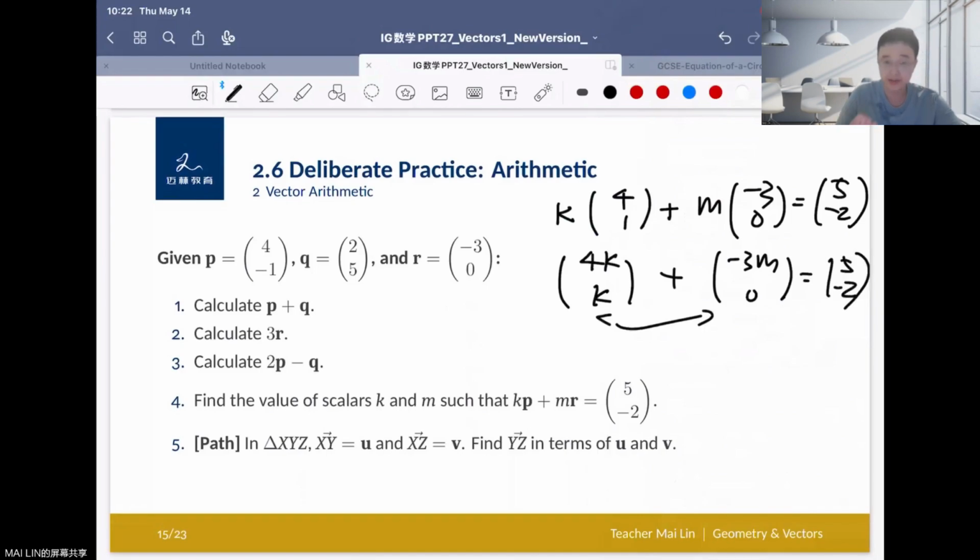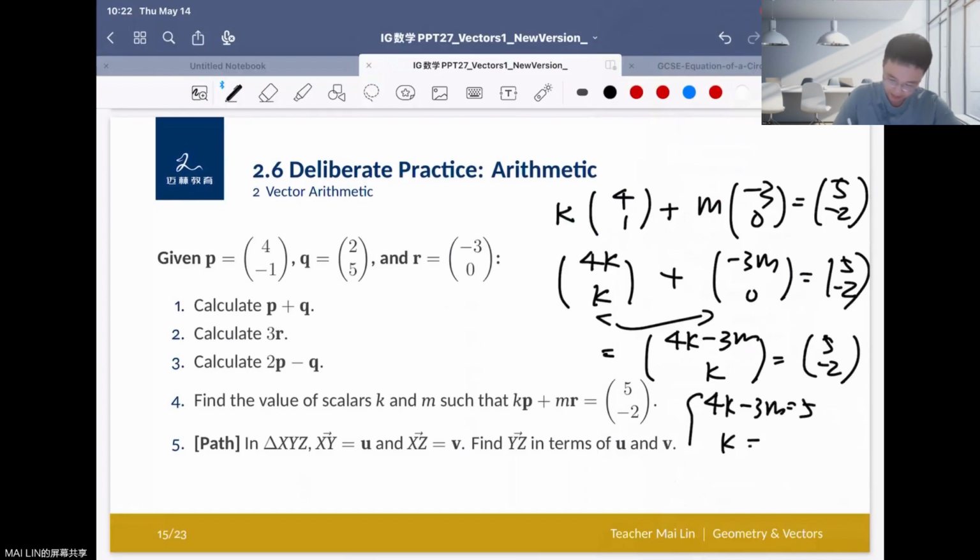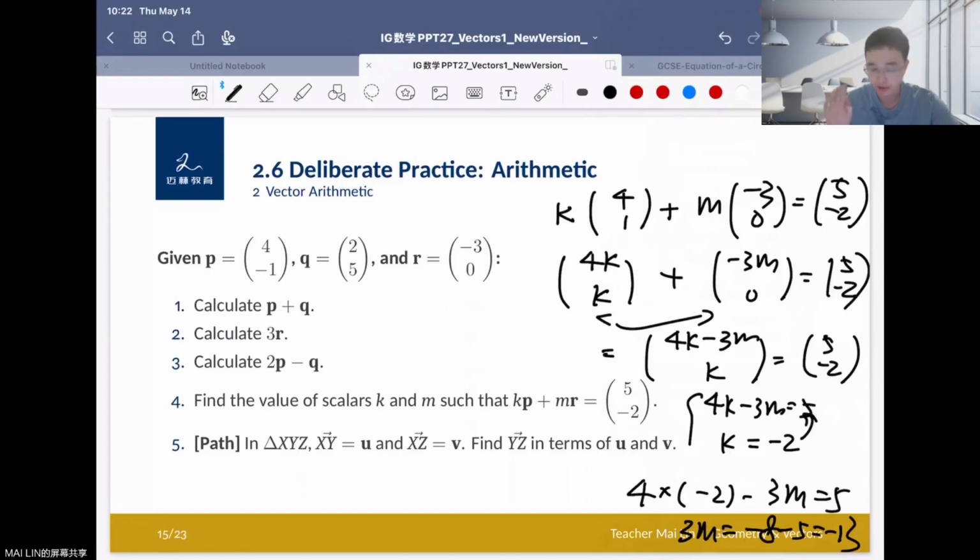So the two vectors added together using the rules equal 4k minus 3m, and the second part, the y-axis, is k, right? Equals 5, negative 2. So we can set 4k minus 3m equals 5 and k equals negative 2, okay? So then we can put k equals negative 2 into the first formula, that is 4 times negative 2 minus 3m equals 5. So 3m equals negative 8 minus 5 equals negative 13. So here m can be written as negative 13 over 3, okay? So here, k equals negative 2 and m equals negative 13 over 3. That is for the fourth problem, okay?